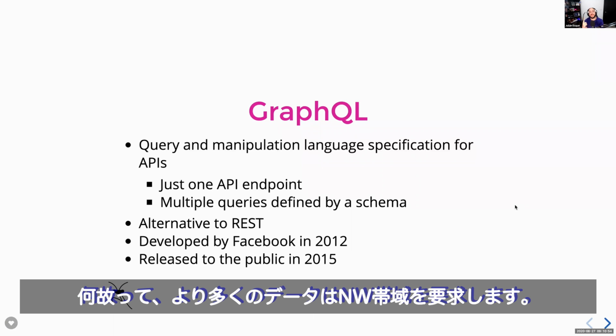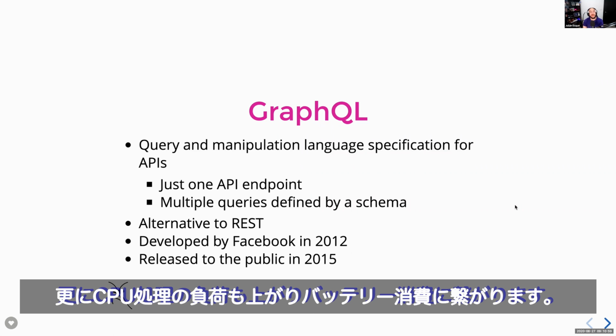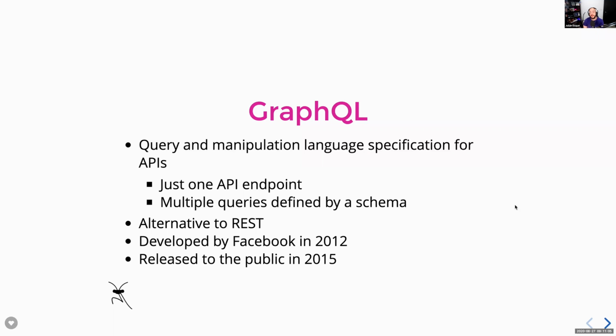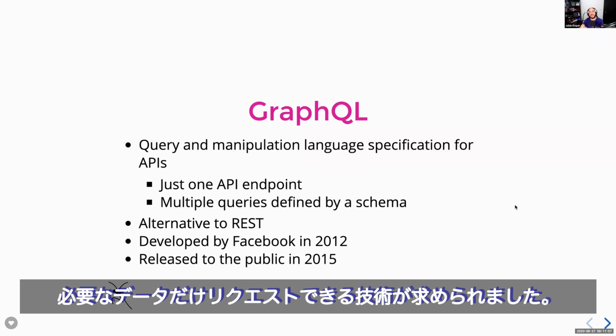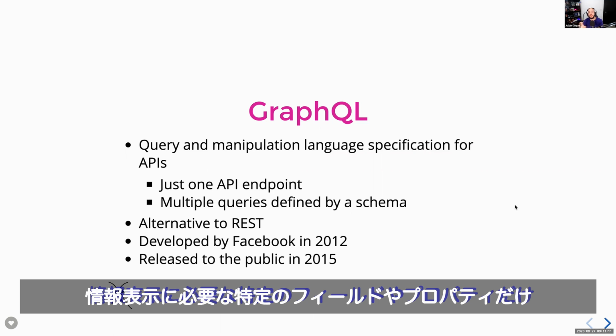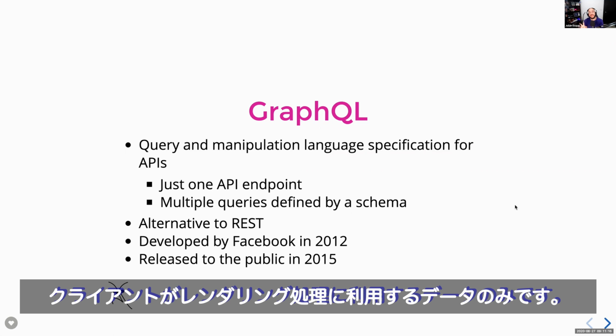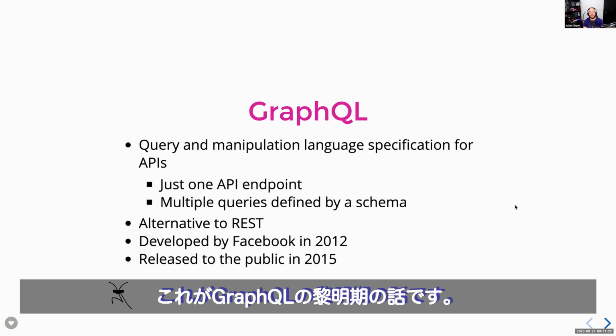Why? First, the more data, the more bandwidth. And second, the more data, the more CPU processing, and that's going to affect the battery life. So they needed to create a technology that allowed the client to request only the specific fields or properties that the client needs to do the rendering operation, to show the information on the screen. So that was the beginning of GraphQL.